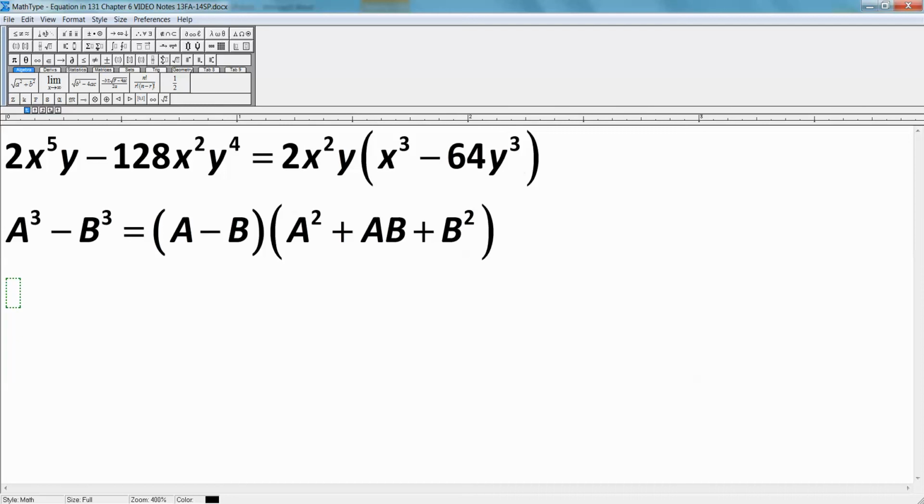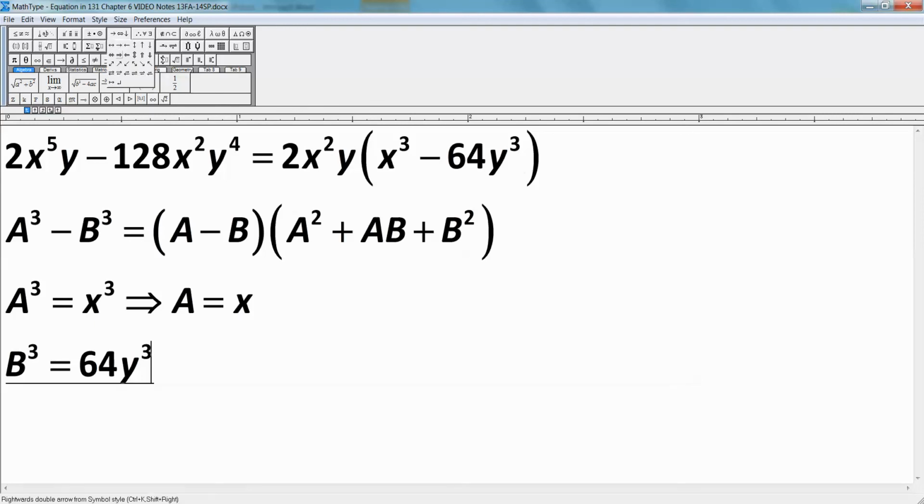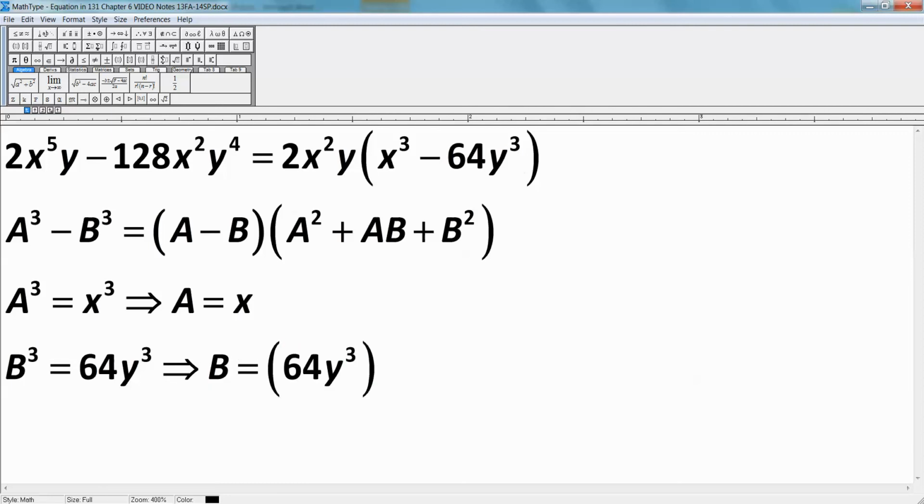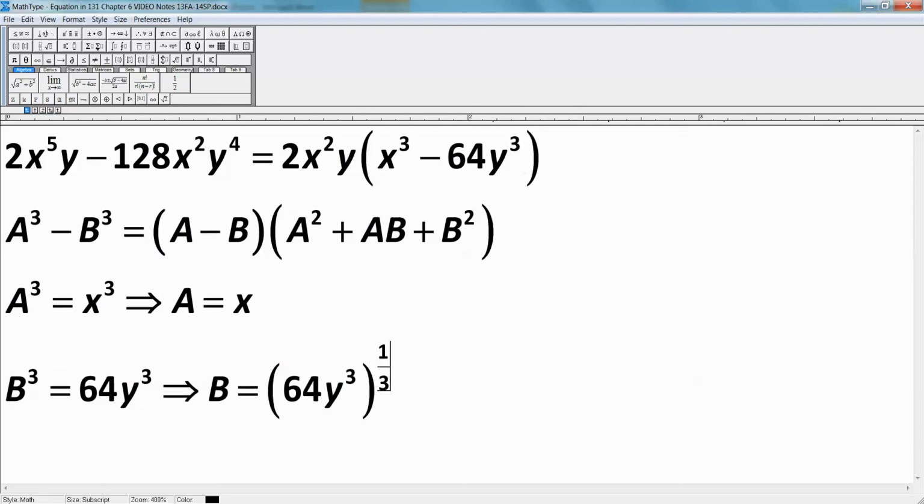All right, so a for us is x, because a cubed is x cubed. So that means that a must have been equal to x. There's our part for that part. And then b cubed is equal to 64y cubed. So that means that b is equal to 64y cubed to the 1/3 power. Or if you like, the third root, which would be 4y.